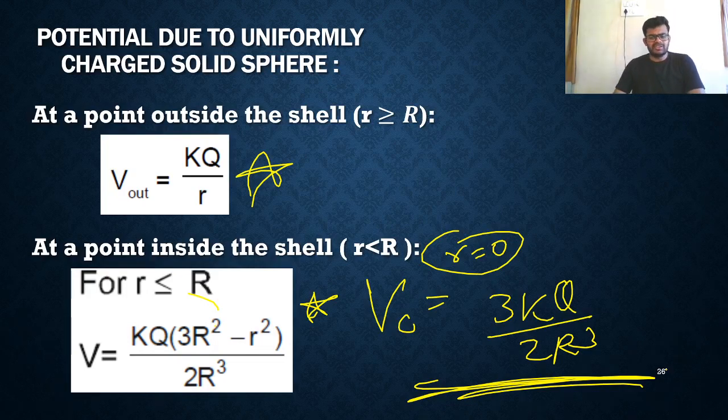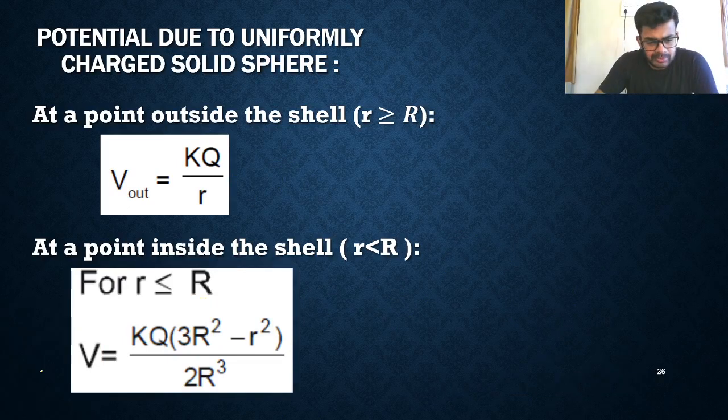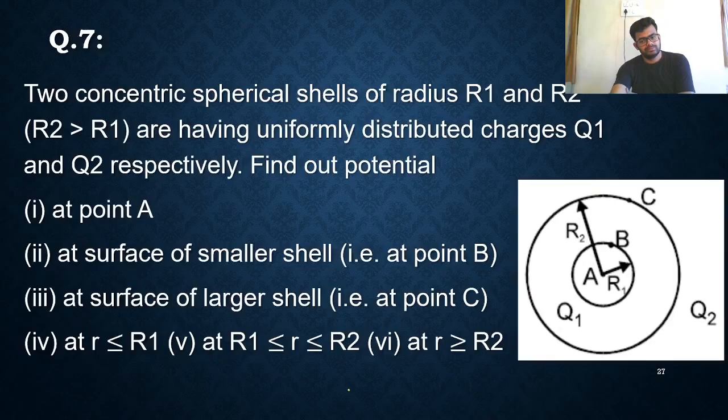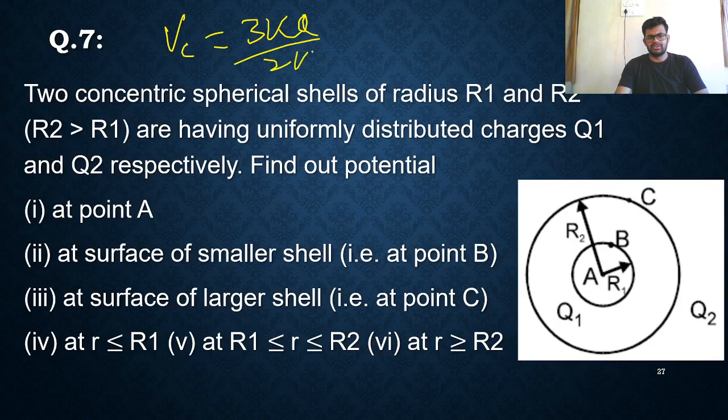In terms of charge density also we can find these formulas. Just put Q equal to rho times volume, rho times 4 by 3 pi R cube, and you'll get rho upon 6 epsilon naught times (3R square minus r square). So you can convert this formula. Just remember these two formulas. If you want to find it at the center, keep small r equal to 0, so you'll get 3KQ divided by 2R at the center.